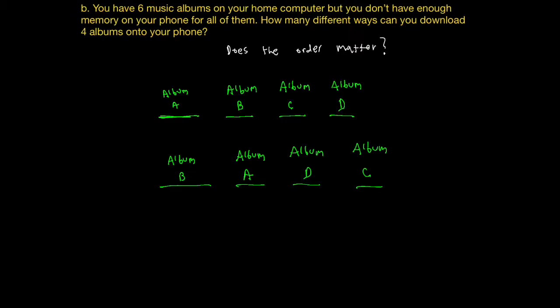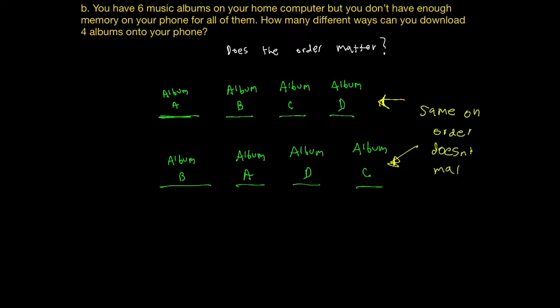For example, one way in which you can have 4 albums is by downloading album A, B, C, and D. However, another possible way of having the albums on your phone is having album B first, album A second, D, and C. But here again, it doesn't specify that you care in which order they are getting downloaded. So you can say that these two rearrangements are basically the same one. So here, order doesn't matter.